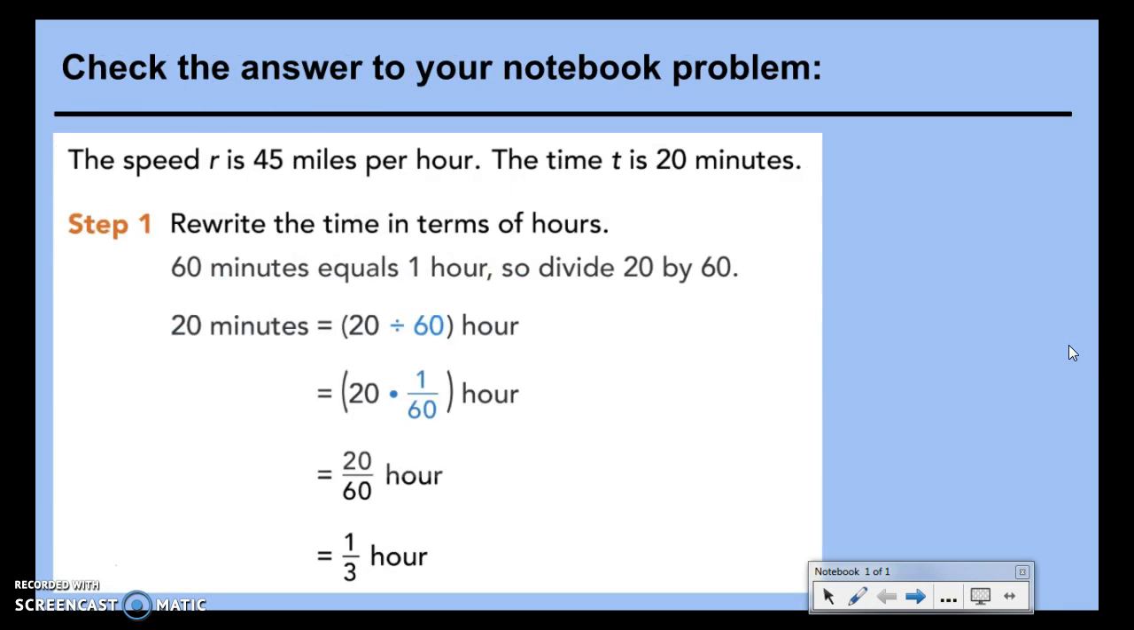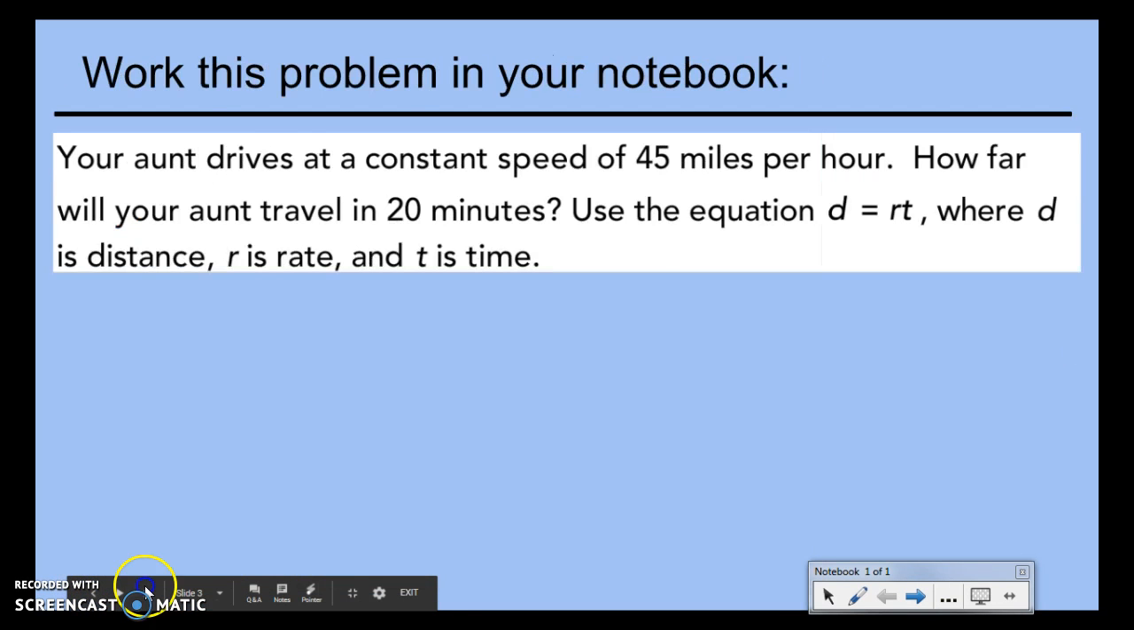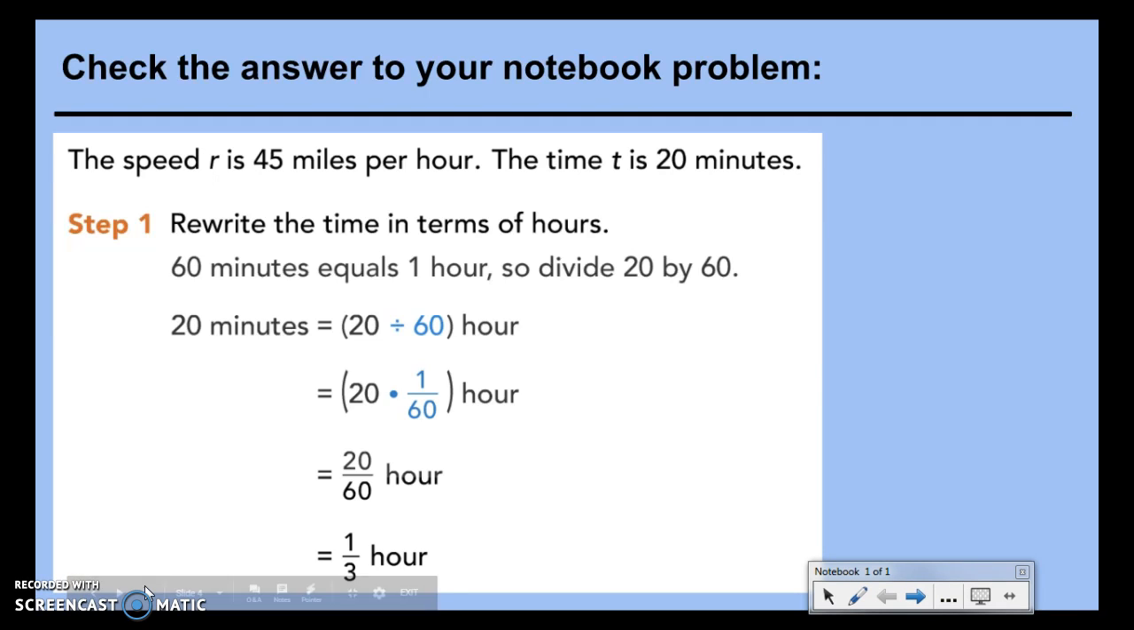Here are the steps to solving what we just did. So I want you to copy down this problem, and here are the steps. Step 1: Rewrite the time in terms of hours. This is what we did. We did 20 divided by 60, turned it into 1/3. We did that because it's talking about miles per hour, not minutes per hour. So to turn the 20 minutes into a fraction, which talks about how many parts of an hour is 20 minutes. Copy step 1 down, and then when you get step 1 down, push play, move on to step 2.